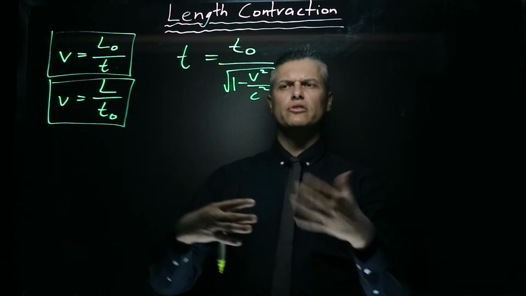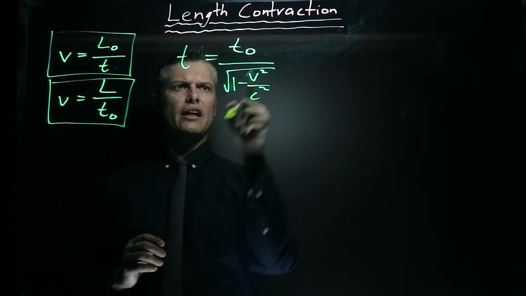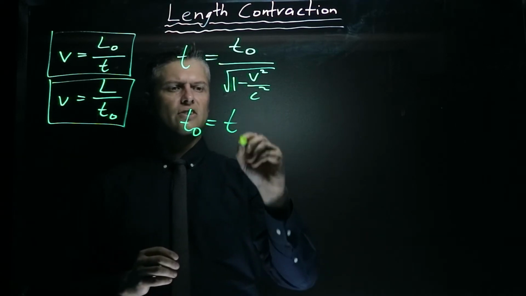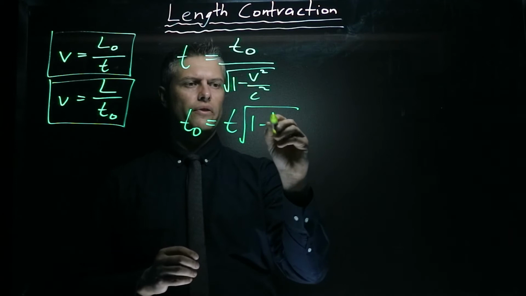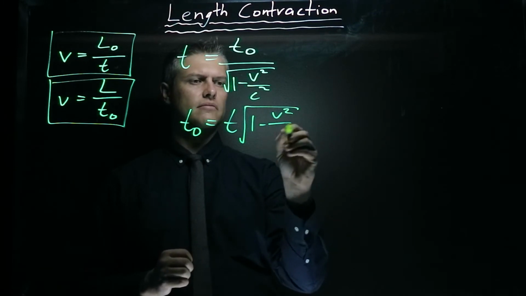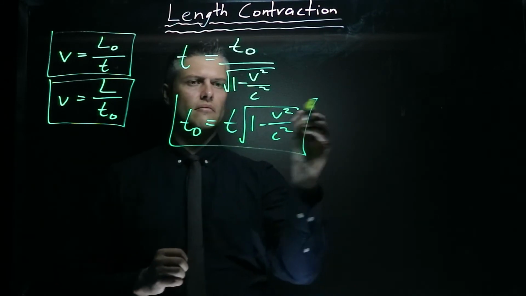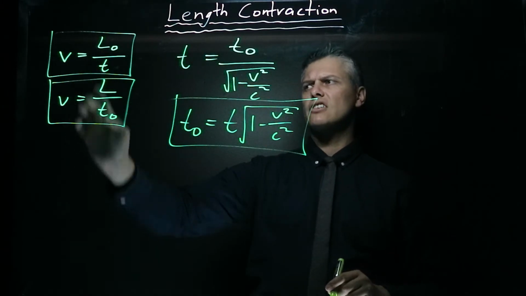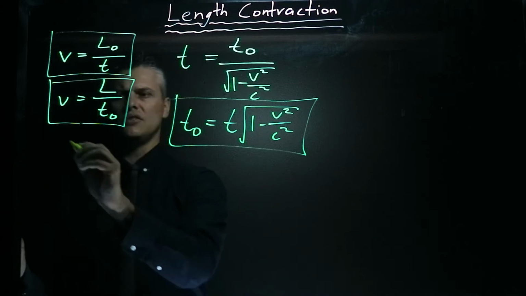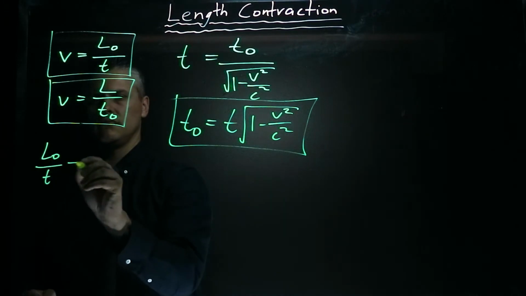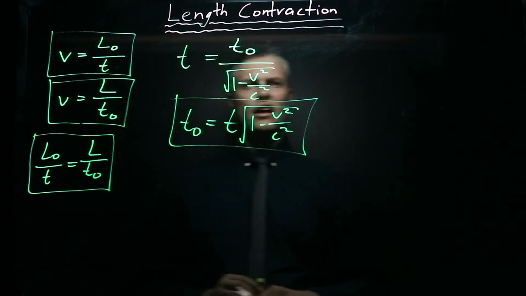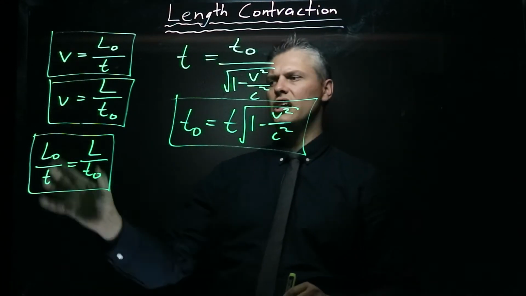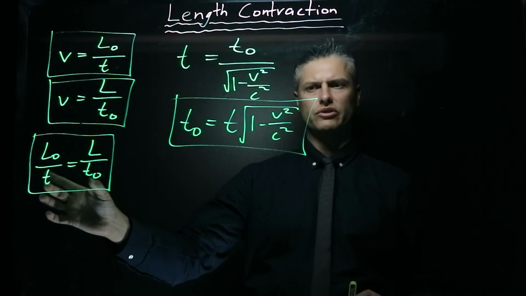Okay, so if we rewrite that, let's get t naught on its own. T naught equals t times the denominator. That's going to become useful to us in a second. So we can actually equate these two fractions to each other. And these are the two situations. Since they both equal the same velocity, we can put these two fractions as equal to each other.